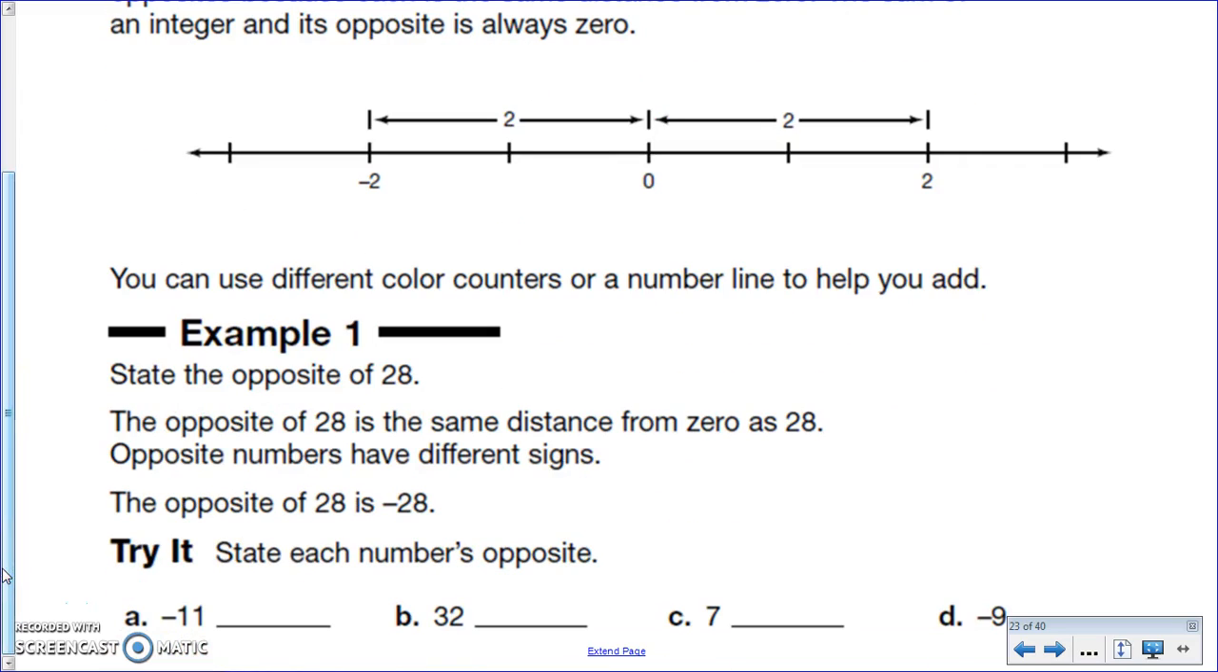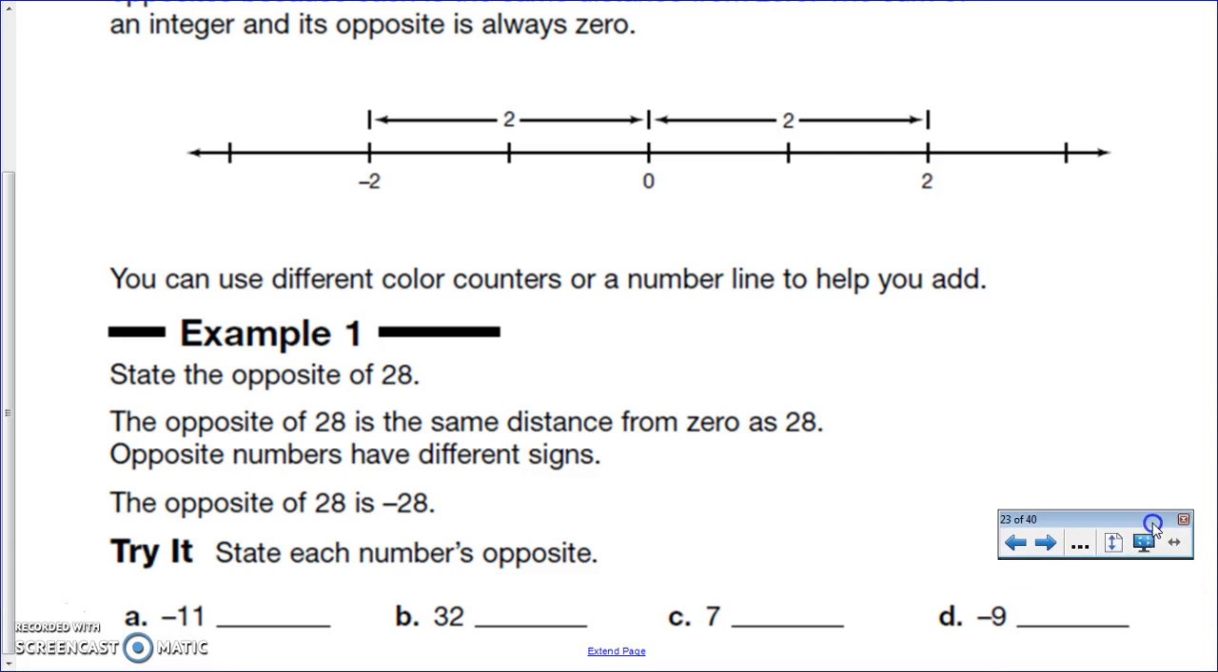Example 1. State the opposite of 28. The opposite of 28 is the same distance from 0 as 28. Opposite numbers have different signs. So the opposite of 28 is -28. Try it. State each number's opposite.